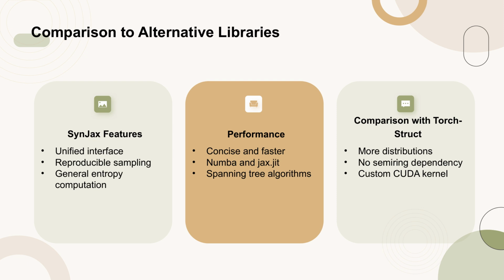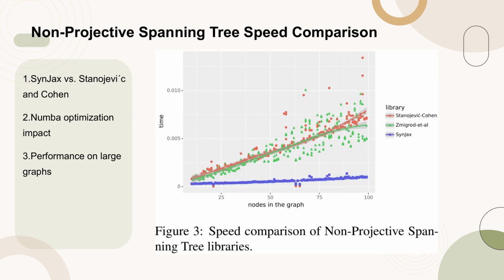SynJax also provides the fastest and most feature-rich implementation of spanning tree algorithms, outperforming other libraries in this domain. Figure 3 presents a speed comparison between different libraries handling non-projective spanning trees. The primary focus is on SynJax and the code from Stanojević and Cohen, which has been optimized using numba. The figure highlights the significant performance improvements achieved by the numba-optimized code, particularly for larger graphs. This comparison underscores the efficiency gains possible through targeted optimization techniques in computational linguistics.